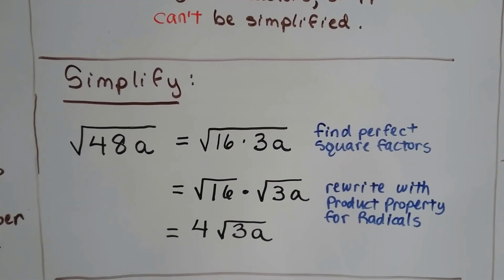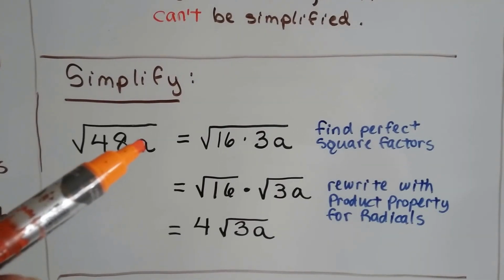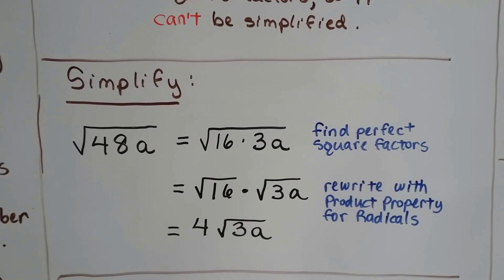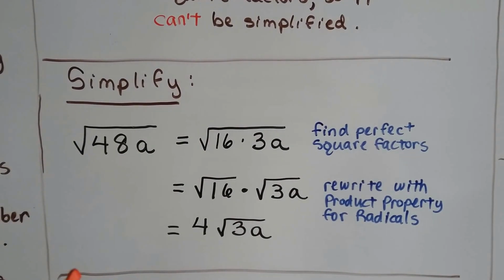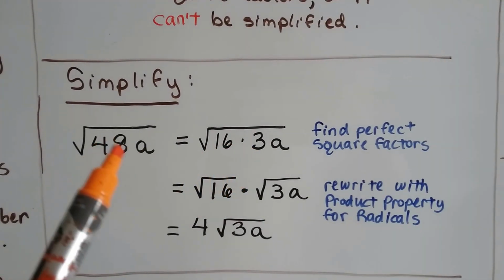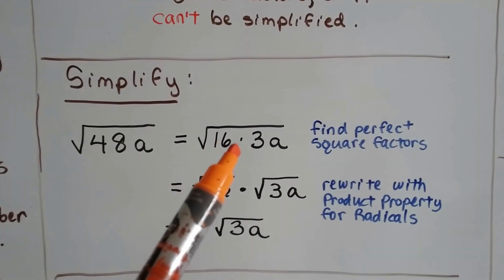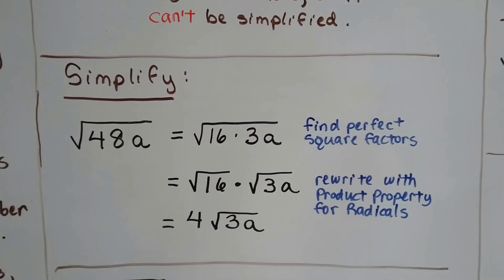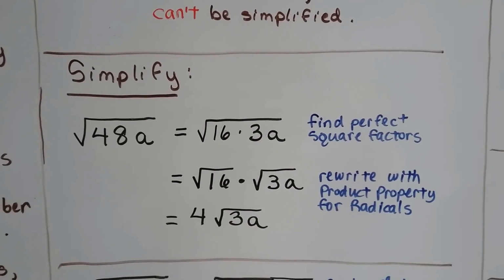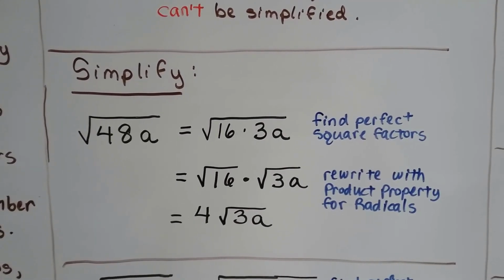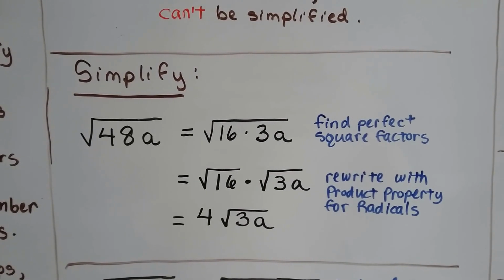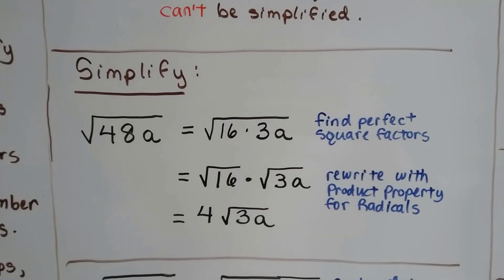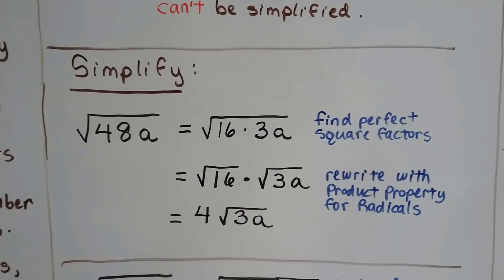To simplify the square root of 48a, well, a is by itself. It's not squared, is it? So we're only going to have one of them. So we need to pull out some perfect square factors. And 16 times 3 is 48, so we can say the square root of 16 times 3a. Now we can rewrite with the product property for radicals, and we get the square root of 16 times the square root of 3a. And the square root of 16 is 4 times 4, right? The square root of 16 is 4. So we put the 4 out in front, and we write a radical symbol with the 3a inside because that's not a perfect square. See?